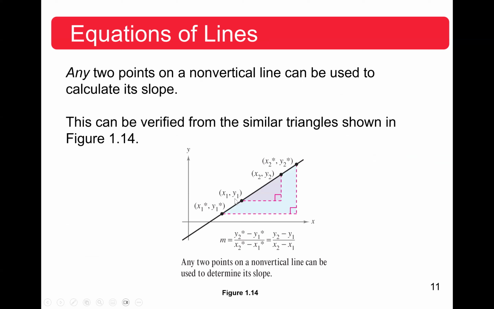So next we go to the equation of a line. We also use the slope formula to find an equation of a line. Any 2 points on a non-vertical line can be used to calculate the slope, as we did previously. When we look here, for example, we have 4 points. We can take any 2 points, and if I take the first 2, or the first and the last, we get the same solution.